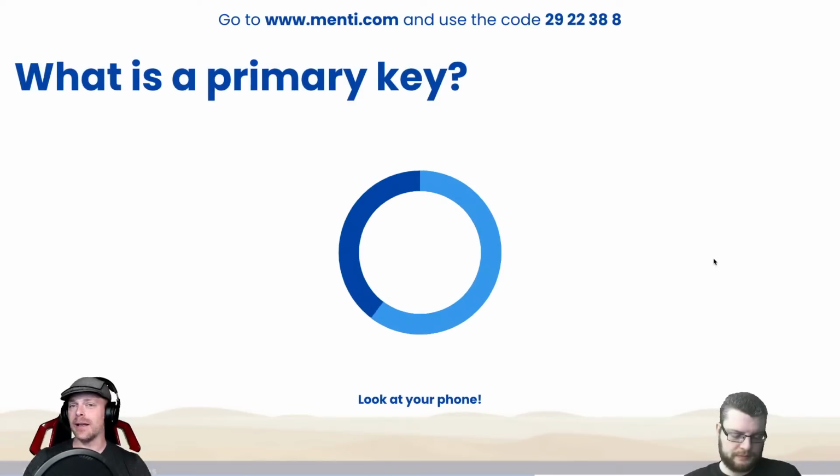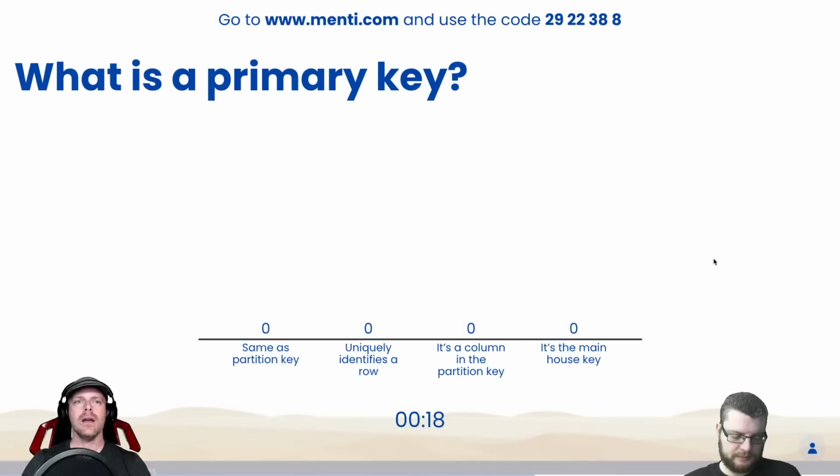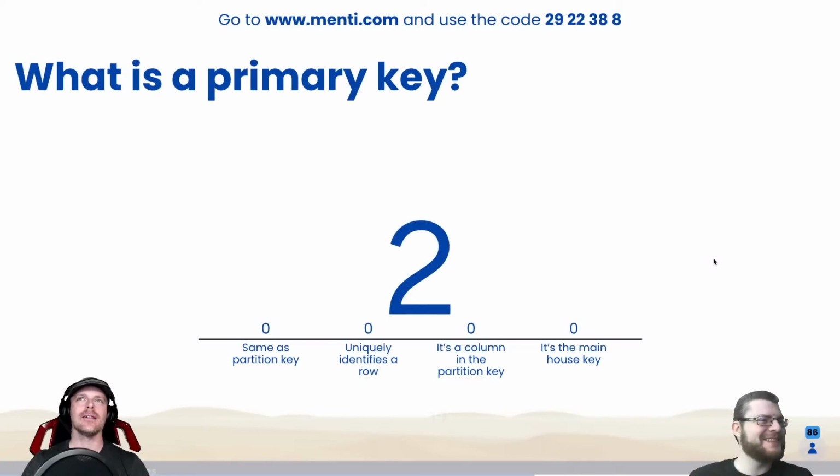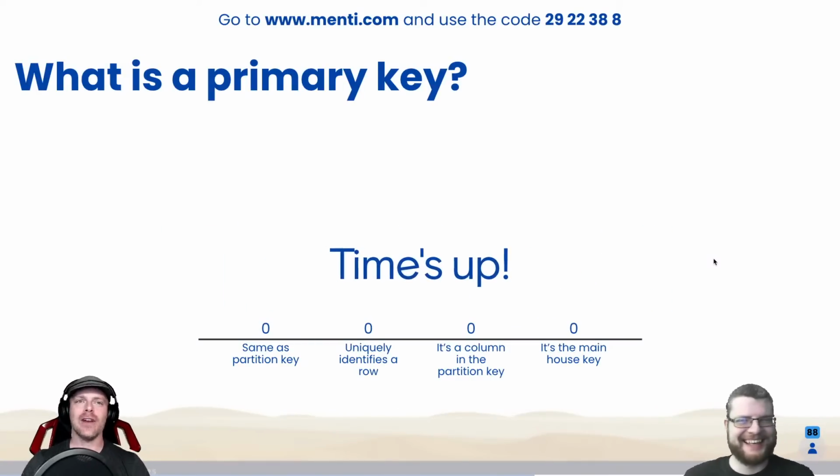What is a primary key? It's the same as the partition key. Uniquely identifies a row. It's a column in the partition key, or it's the main house key. We insert dad jokes in here, by the way. Or they could just be... They don't have to be dad jokes. That's you, David. Yeah. They're not all my jokes.